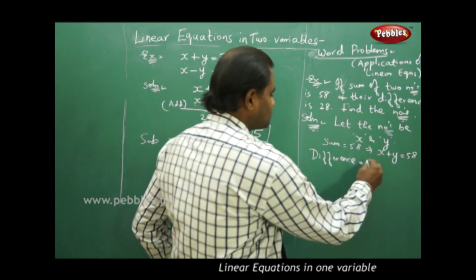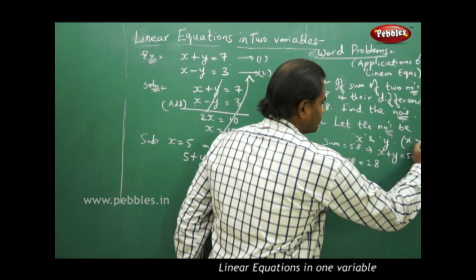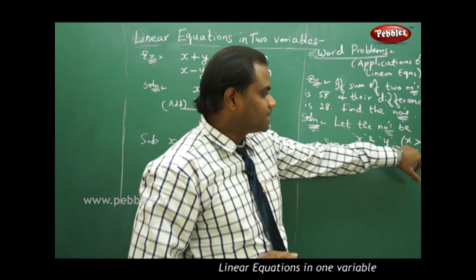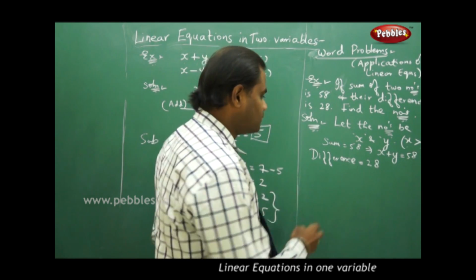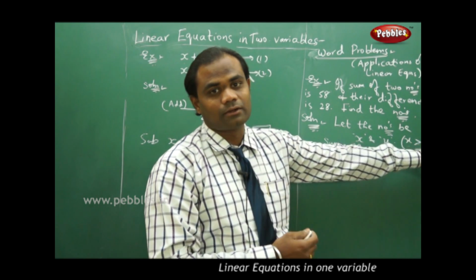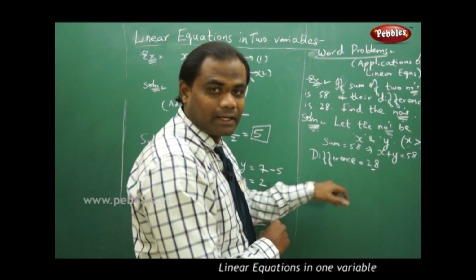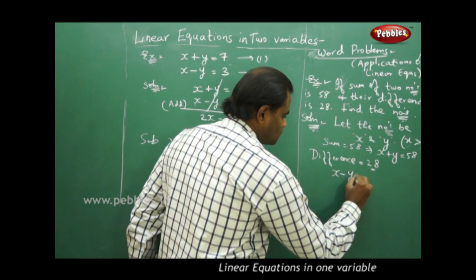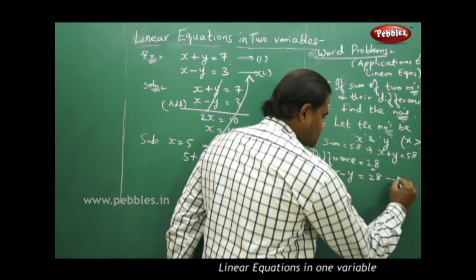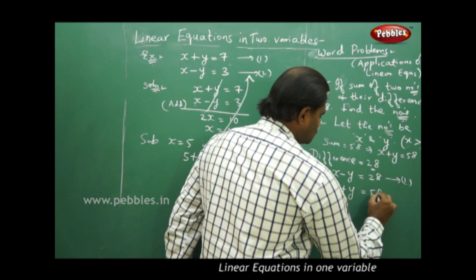Now the difference is given to be 28. Assuming that one of the numbers is greater than the other, I assume that out of the two numbers x and y, x is greater than y. Then the difference being 28 means x minus y is 28, because x is greater than y, so x comes first. This being a positive difference, I get x minus y equals 28. So I have two equations here, which I represent as equation 1 and equation 2.